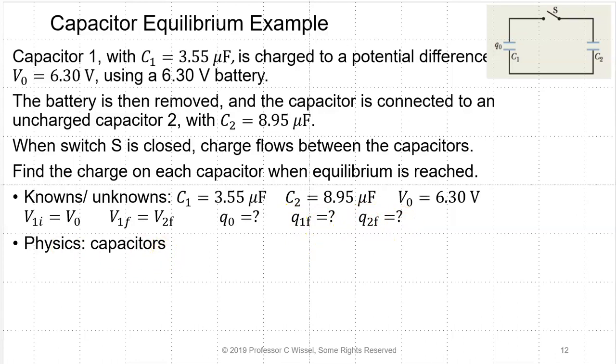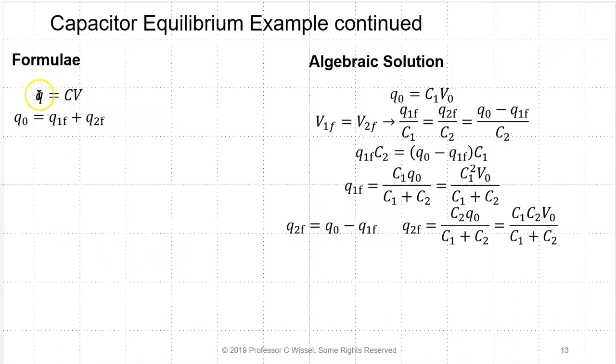The physics of this is capacitors. So the formula Q equals CV, and Q0 equals Q1F plus Q2F. That just means that the original charge on the first capacitor winds up being the sum of the charges on the capacitors after they're connected and reached equilibrium. So the algebraic solution: Q0 equals C1 V0 and V1F equals V2F. So then we can say Q1F over C1 equals Q2F over C2, and that also equals Q0 minus Q1F over C2.